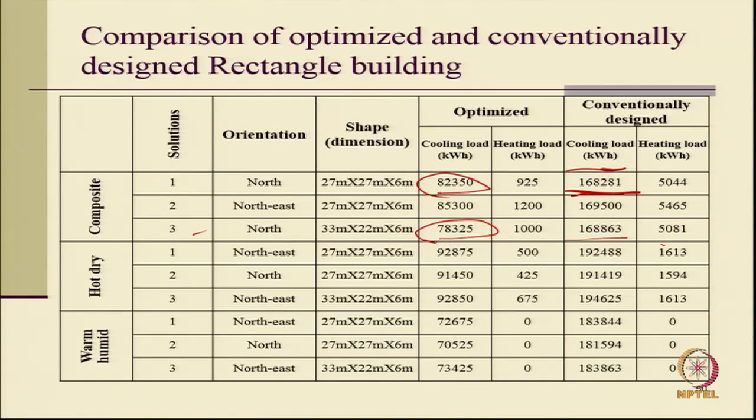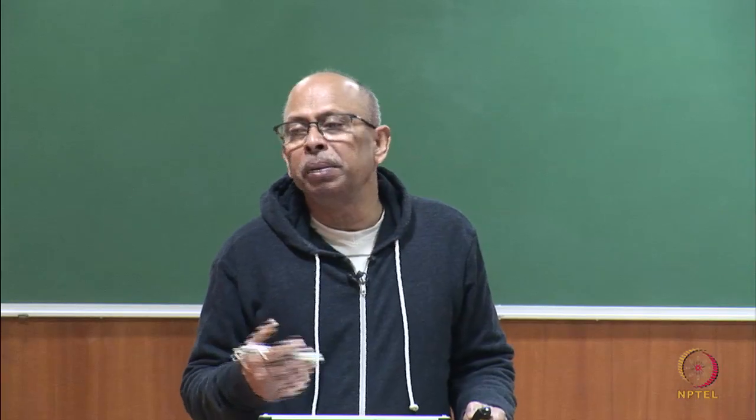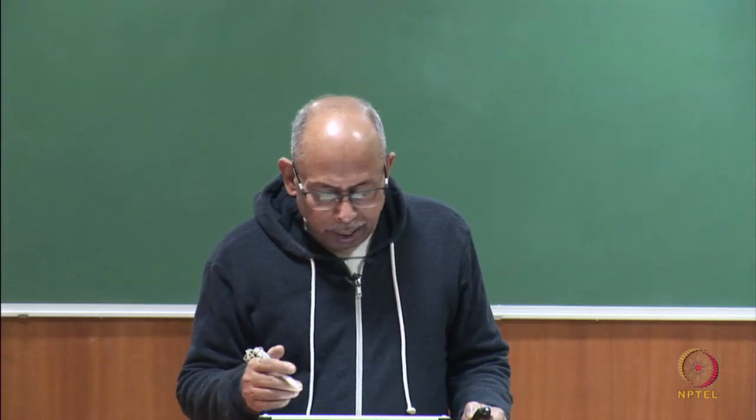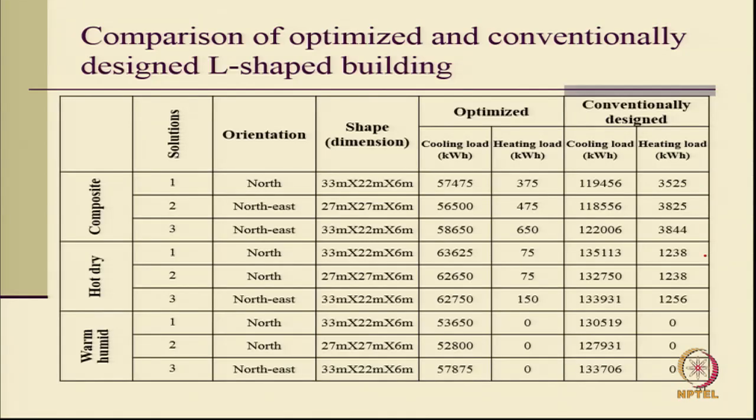So, you can look at the heating load, which is this much; heating load here was 1000, here was 5000. So, you can see that the best, even the second best or third best solutions are much better than just using arbitrary solutions, and for the L-shaped building also one can see a similar sort of thing.